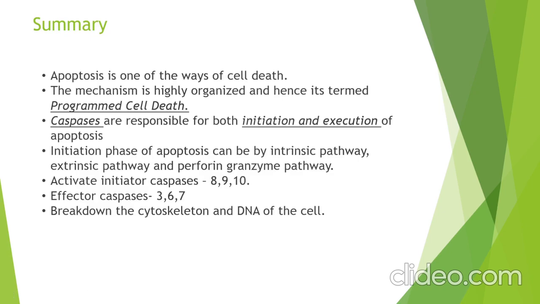So in summary, apoptosis is one of the ways of cell death. We know that there are other mechanisms, and this is one of them. Because it is highly organized, we saw a series of steps, okay, in the intrinsic, extrinsic, perforin-granzyme pathway as well as the execution pathway. There was a specific sequence of steps which was maintained, and because of which it's called programmed cell death. We also know that caspases are the ones which initiate as well as execute apoptosis, okay. And in the initiation phase of apoptosis, it can occur by three pathways, that is the intrinsic pathway, extrinsic pathway and perforin-granzyme pathway. We know that the initiator caspases are numbers 8, 9 and 10, and the effector caspases are 3, 6 and 7, and these together break down the cytoskeleton and DNA of the cell.